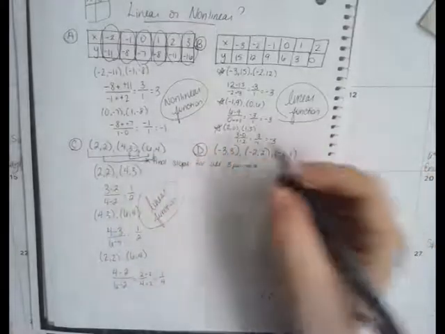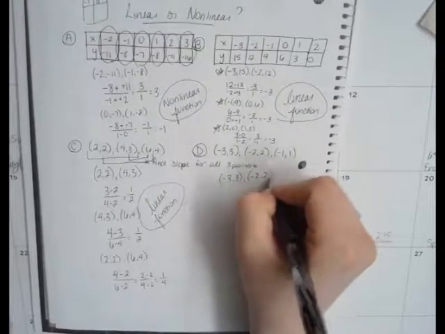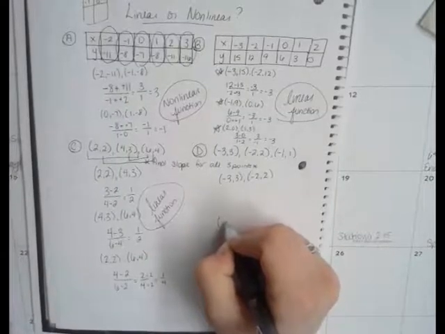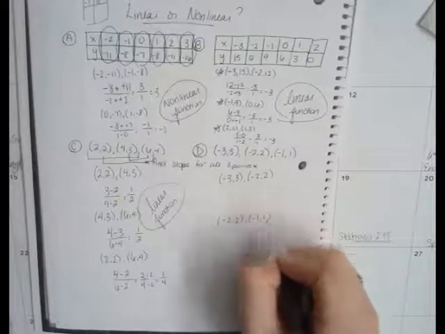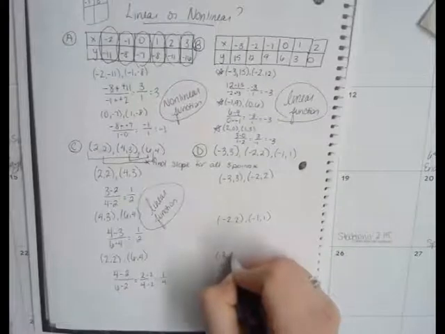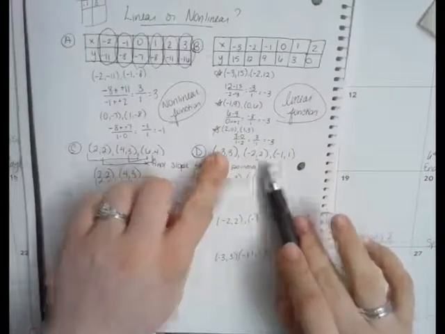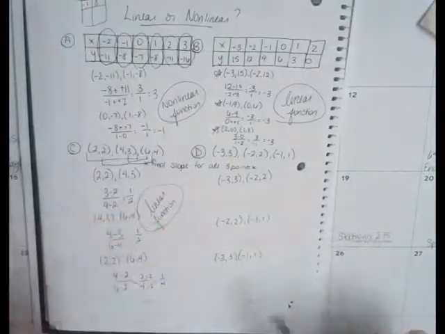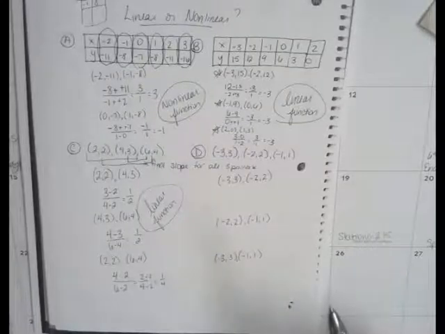So you want to do the same thing with 3 points. You want to compare the slope of -3, 3 and -2, 2 with the slope of -2, 2 and -1, 1, and also of -3, 3 and -1, 1. So I want to compare the slope of these 2 points, the slope of these 2 points, and the slope of these 2 points. So go ahead and pause this and find all these slopes and find out, is it linear or nonlinear?